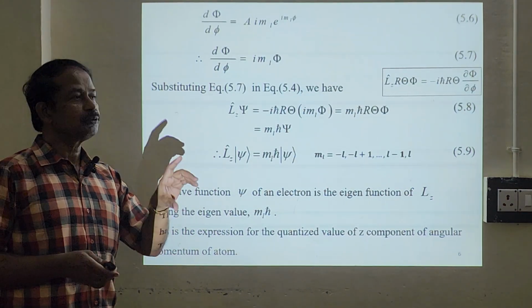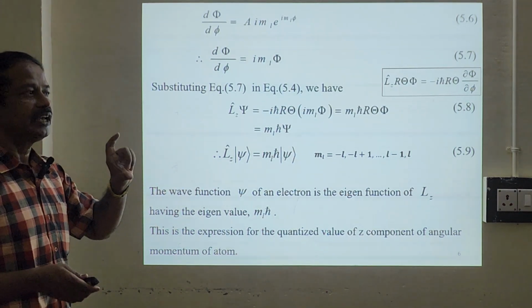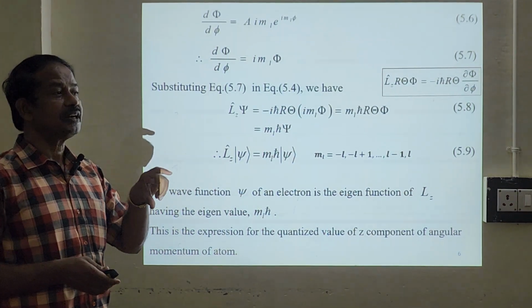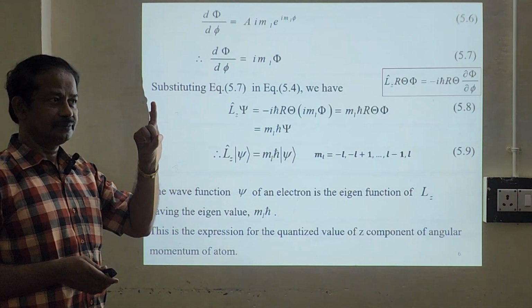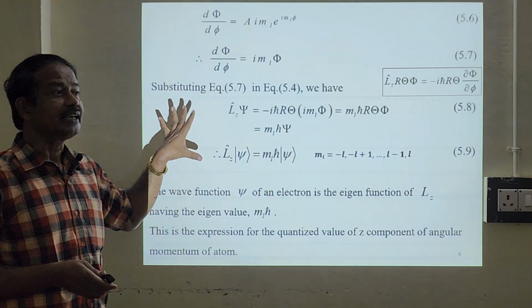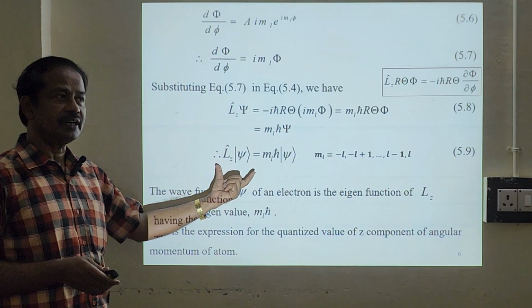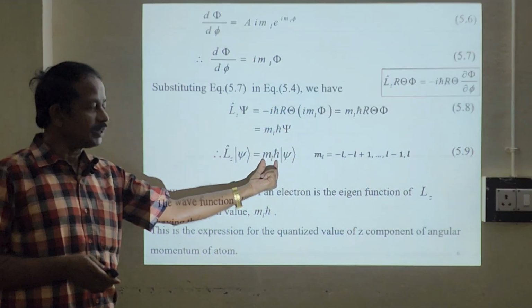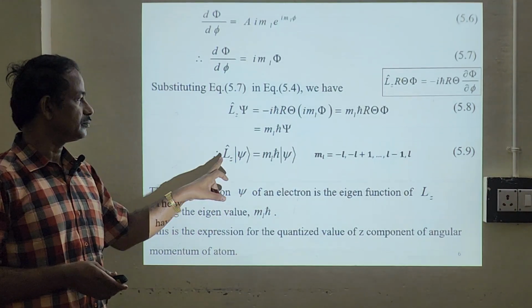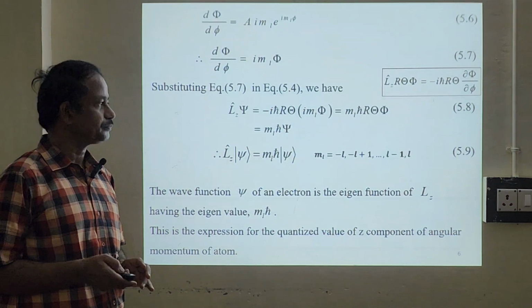So we have derived one part. Our aim is to find out the expressions for Lz and L squared. We have found out the expression for Lz. The eigenvalue equation for Lz is given by this one, and the eigenvalue is given by ml h bar. Is it okay?